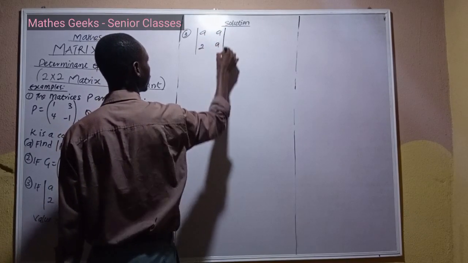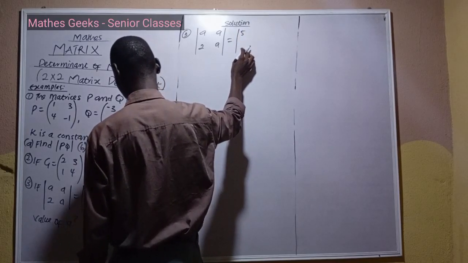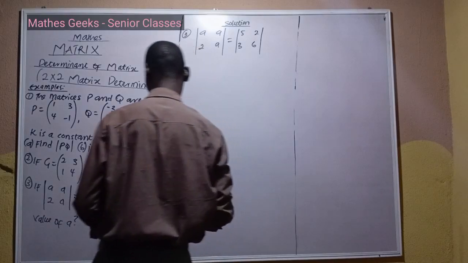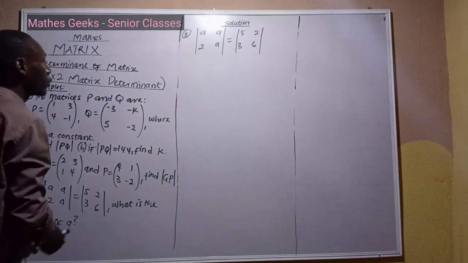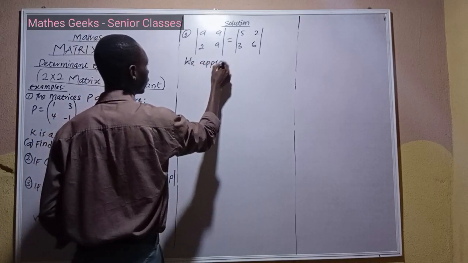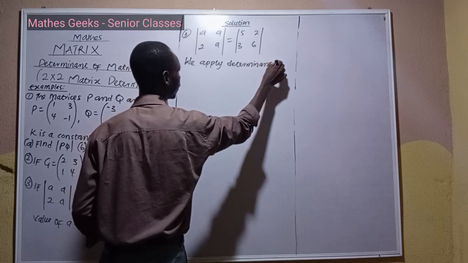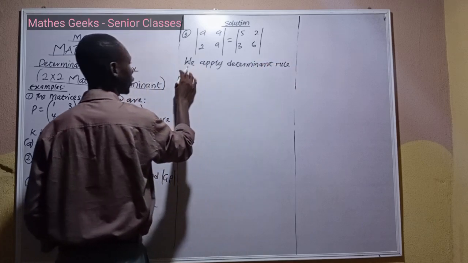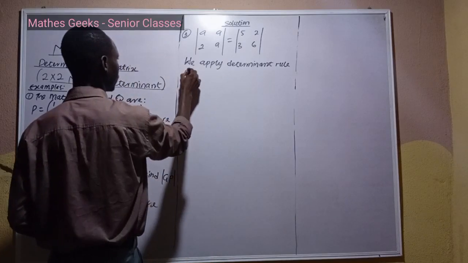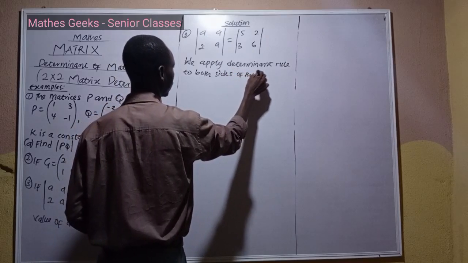The next question: the determinant of the matrix with entries E, 2, and E, equals the determinant of 5 3 2 6. The question says we should look for the value of E. We apply the determinant rule to both sides of the equation.